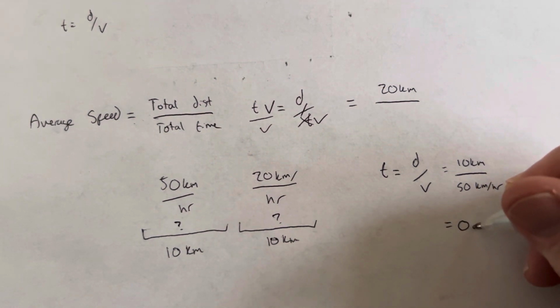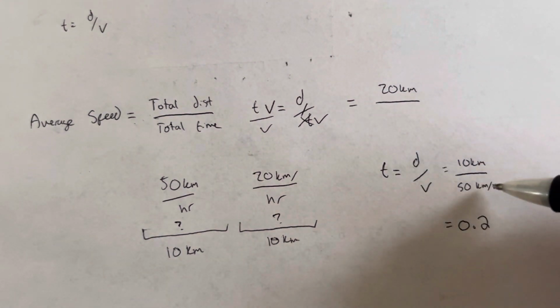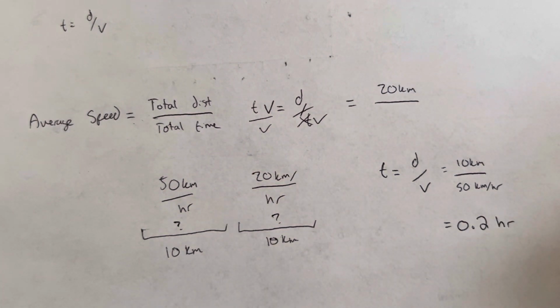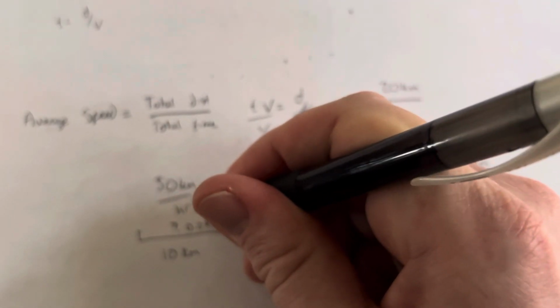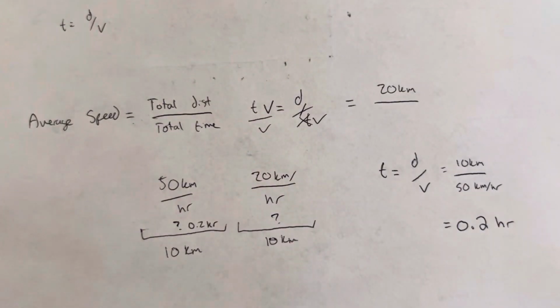0.2. And that's going to be the time. Our units are in hours, so I can just say 0.2 hours. So that's going to be this first chunk, 0.2 hours. Now we're going much slower. We're going 20 kilometers an hour for that extra 10 kilometers.